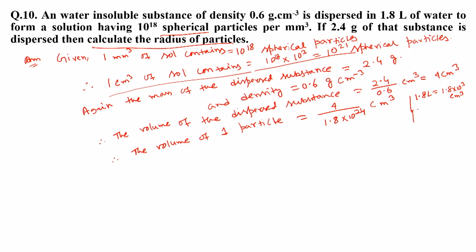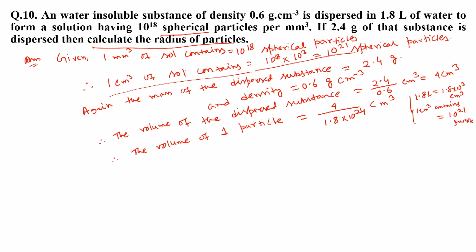So 1 centimeter cube contains how many particles? 10 to the 18 particles. Sorry, 10 to the 21 now. 1 centimeter cube contains 10 to the 21 particles.